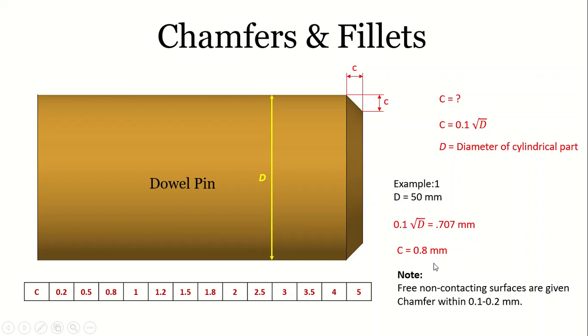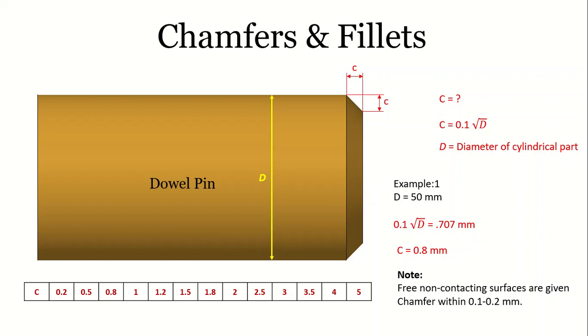So this is how you can dimension a chamfer and a fillet. Now one point is that a chamfer is usually given on the external corners and fillets are given on the internal corners, but there are exceptions to these rules as well. So it can come on the external and on the internal edges, but most of the time you will see a chamfer on the external corners.